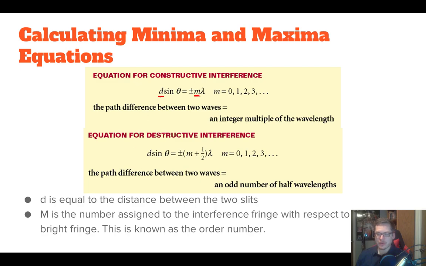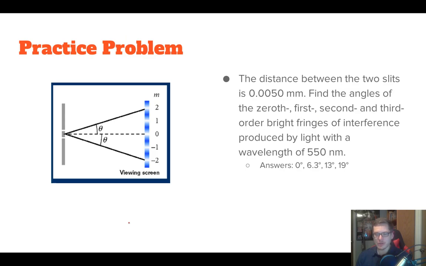Destructive interference is very similar, except that because it occurs at every half wavelength, we say it's m plus 1/2, times the wavelength. M is the number assigned to the fringe with respect to the central bright fringe, and this is the order number. All right, so let's do a couple of practice problems here.